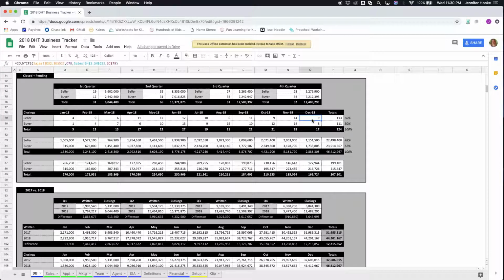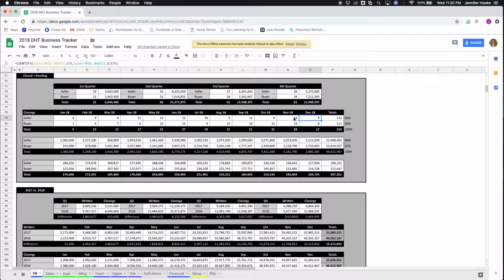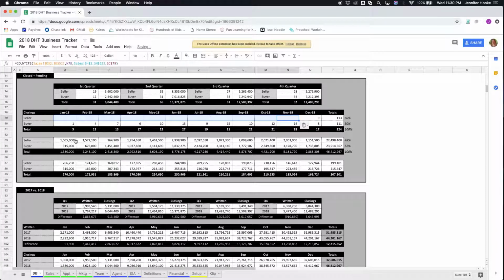So what I can do is right click and copy that cell, and highlight all of these other numbers that are calculated the same exact way, they're just for a different month. So I'm going to select it from there the whole way across. I'm going to hit Shift and click on that to highlight all of those. And I'm going to right click and paste.